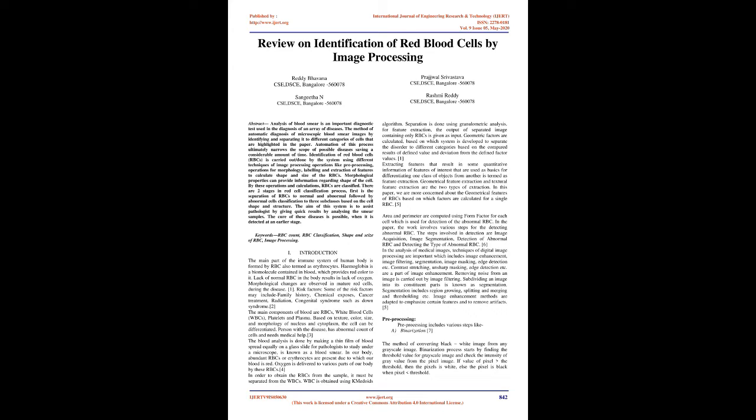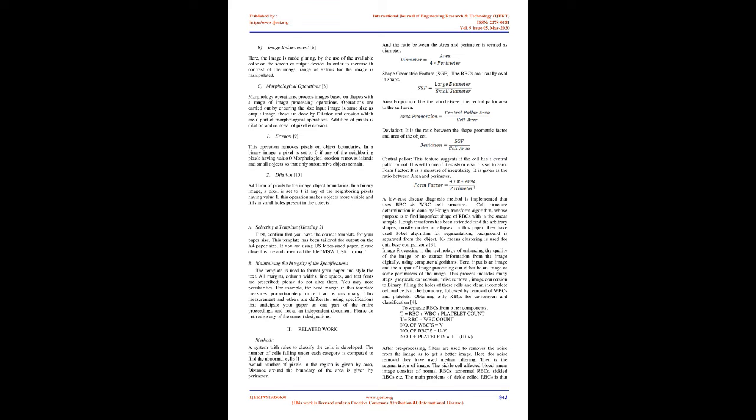4. In order to obtain the RBCs from the sample, it must be separated from the WBCs. WBC is obtained using K-Medoid's algorithm. Separation is done using granulometric analysis. For feature extraction, the output of separated image containing only RBCs is given as input. Geometric factors are calculated, based on which a system is developed to separate the disorder into different categories based on the compared results of defined value and deviation from the defined factor values.